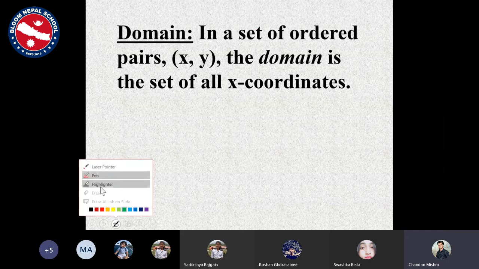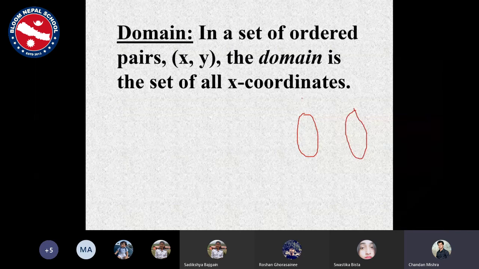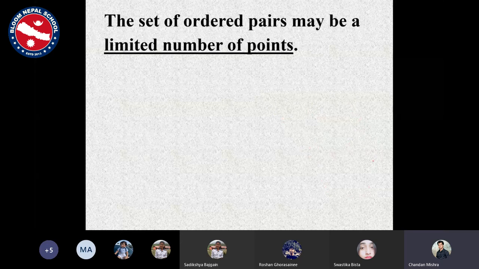So in other words, what you can also say is, if this is once again the representation of our function, and this one is x and this one is y, so this thing is called the domain, right? And this thing is called the range, right? So we covered that. Now we'll move on.